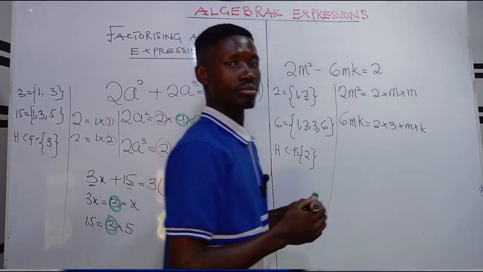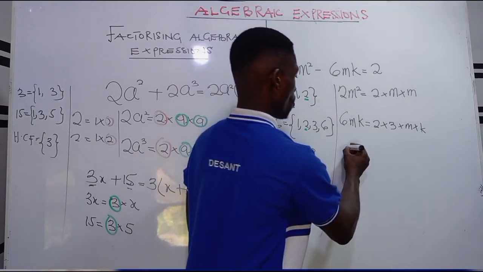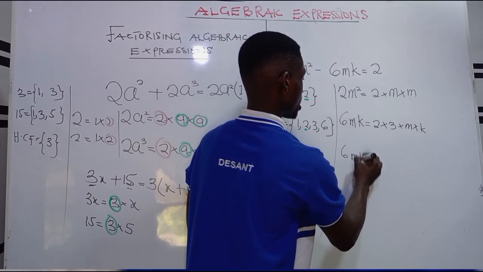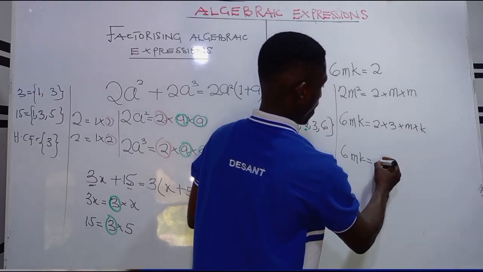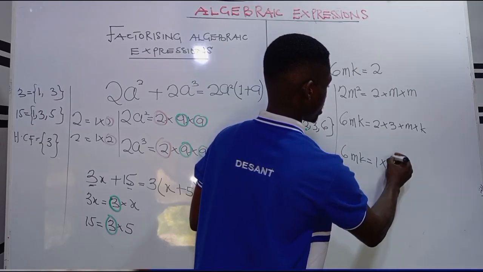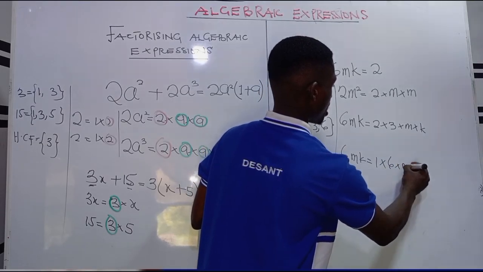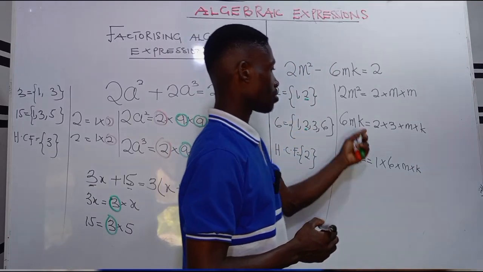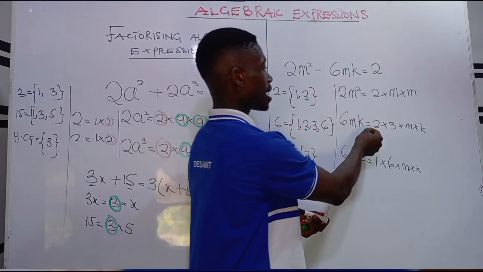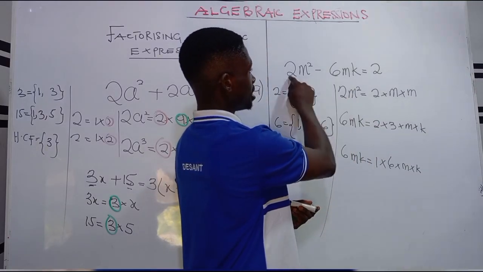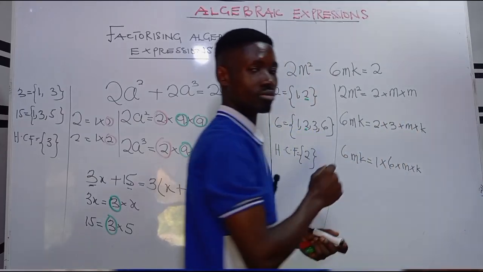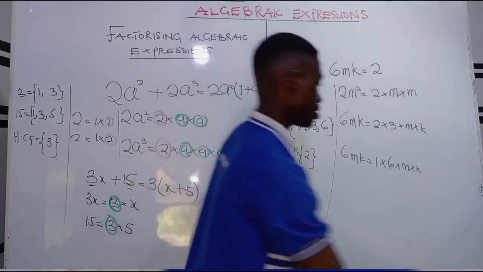We can have 1 times 6mk, which is what? 1 times 6 times m times k. These are also factors of 6mk. But since the highest common factor for these two numbers is 2, we are going to pick the one that involves 2. I guess you are following. Good.